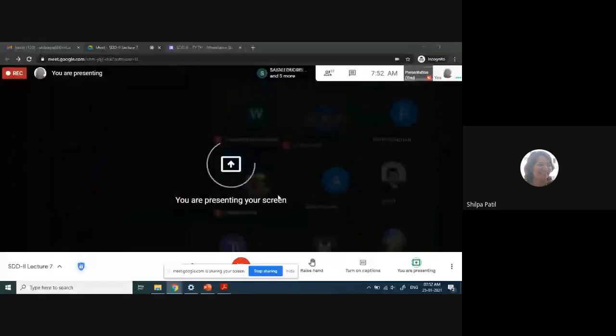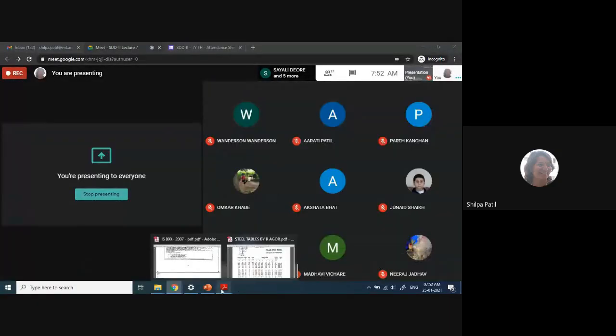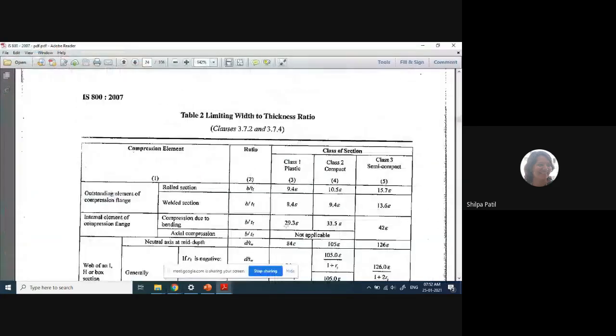So all of you now open page number 18 of IS 800 2007. IS 800 2007 is to be used, not 1984. I'm also showing the same copy right now here. Okay, page number 18. Is it visible to everybody? Yes, ma'am, it's visible.